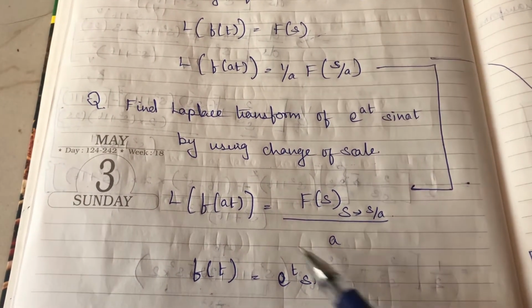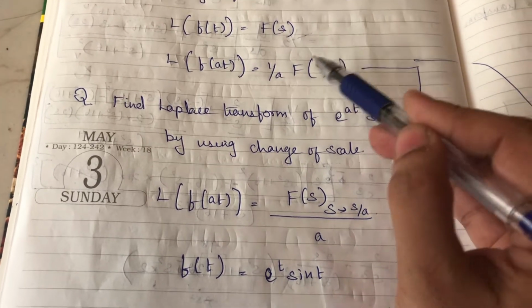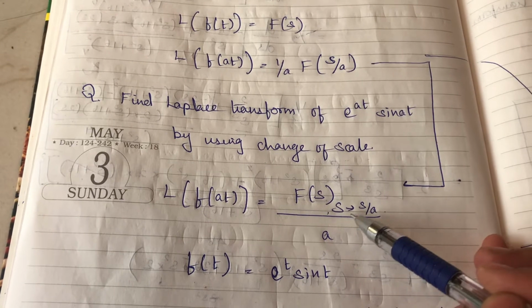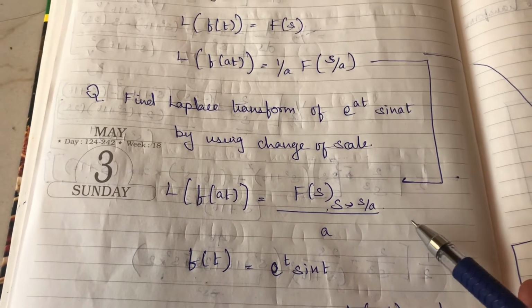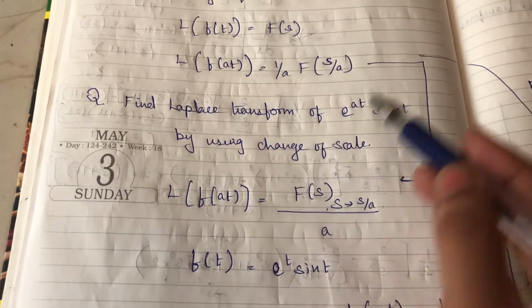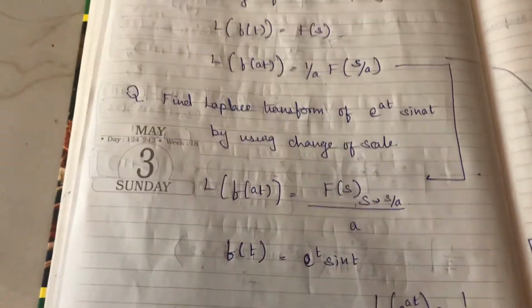I am just writing this as a whole, and I am just writing this f of s. Here, what is s? s tends to s by a. So in place of s, I am going to write s by a. I am just writing this in this form.